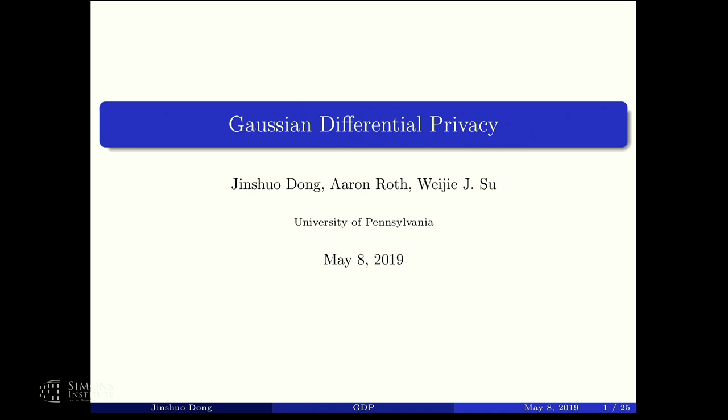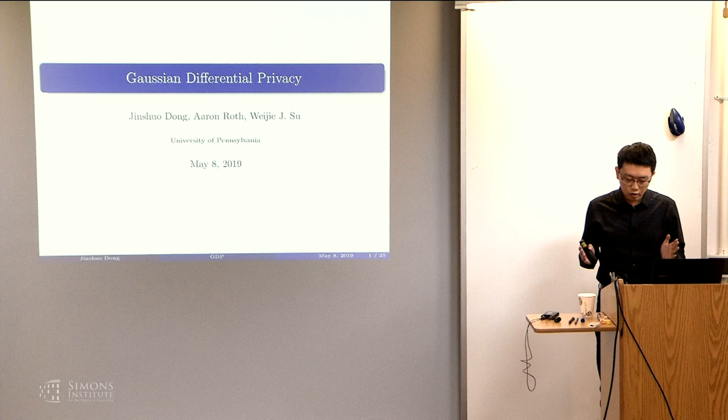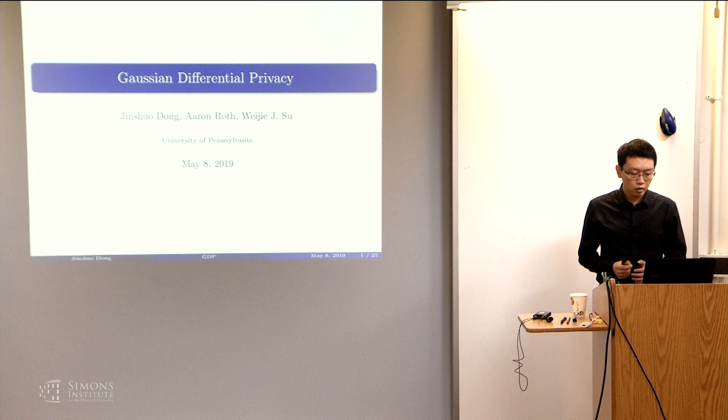A single epsilon delta is usually not enough to describe the privacy of the mechanism. But the entire collection of epsilon delta, meaning that for each non-negative epsilon, we have a delta, that is enough. That is sufficient. And we have an equivalent but better way to do it.